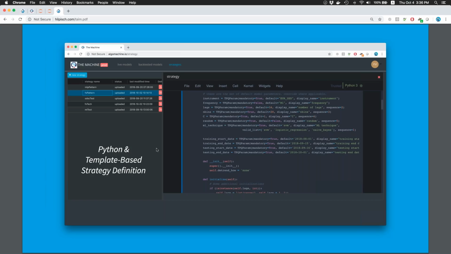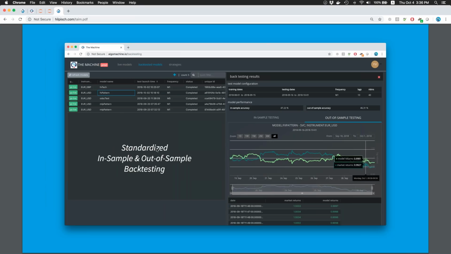And you can then, as a next step, once you have defined it, verify your strategy based on a standardized in-sample and out-of-sample backtesting. So when you use, for example, machine learning-based techniques, you say, well, this is my training period. So here in the example, you see from 1st of August to mid-September. Then you have the testing period, maybe for the last 2 weeks. You get your proper in and out sample testing based on a multitude of available options. It's basically, there are no limits. So we have built the AI machine to be as flexible as possible.